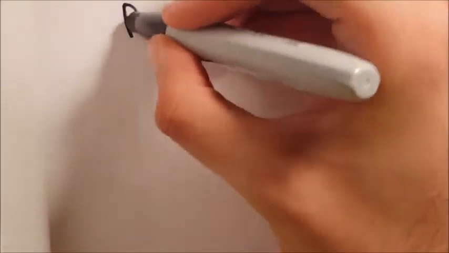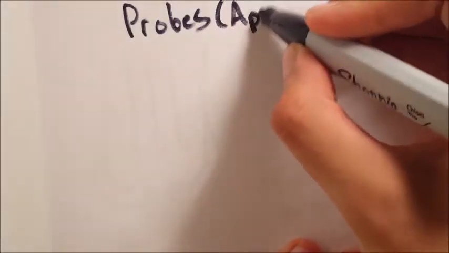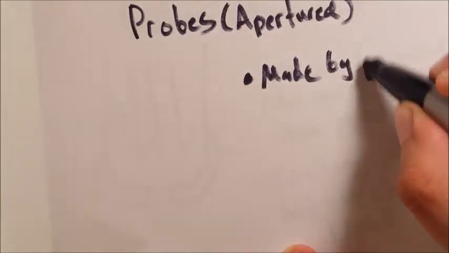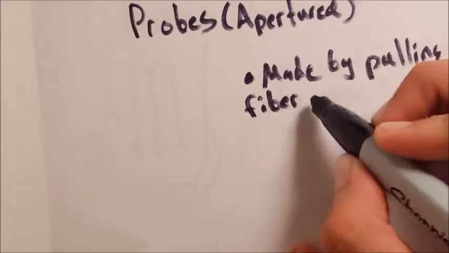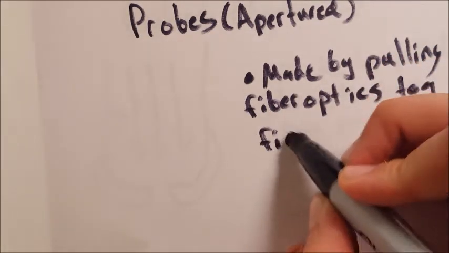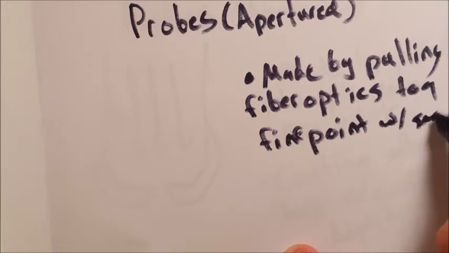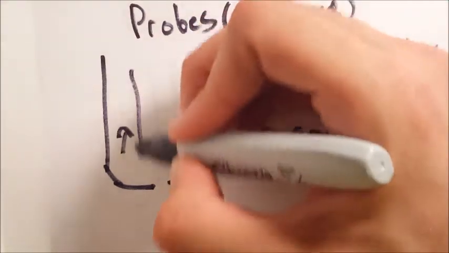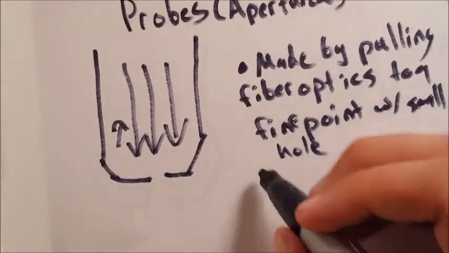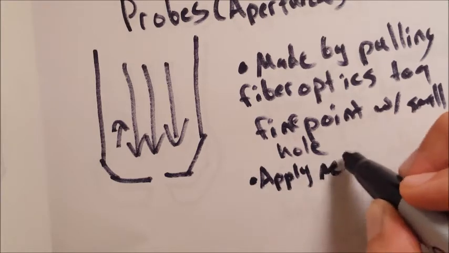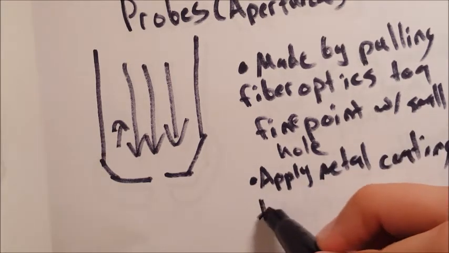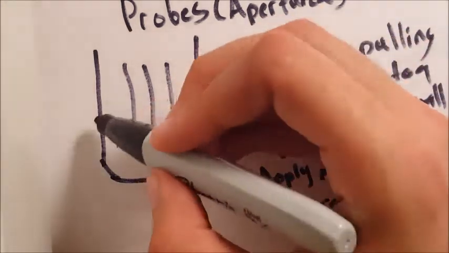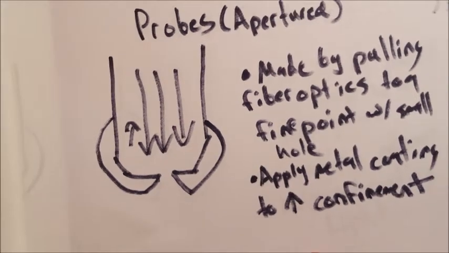Let's shift gears and start talking about instrumentation, starting with the probes. There are aperture and aperture-less probes, but I will focus primarily on apertured probes. So you create an apertured probe through pulling a fiber optic to a fine point and breaking it, forming a small hole. So as drawn over here, we have our probe that allows light to come in and form the near field. Now, in order to further increase the confinement that's needed for near field, we apply a metal coating to the outside of the probe. This tends to be either made of aluminum, gold, or silver.